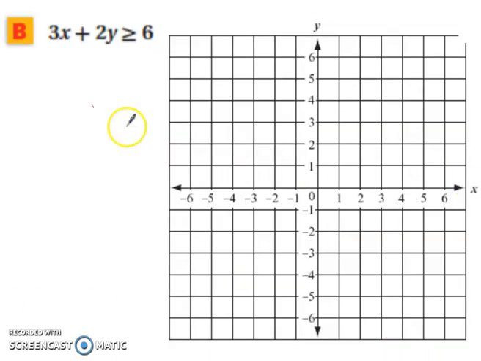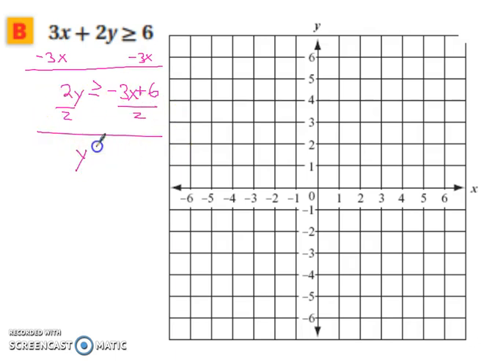Step 1 says to solve for y. Y is not by itself in this one, so we must solve for y. So we're going to subtract 3x from both sides, which leaves you with 2y is greater than or equal to negative 3x, and since it's a positive 6, plus 6. One more step, divide by 2. So we have y is greater than or equal to negative 3/2 x plus 3.